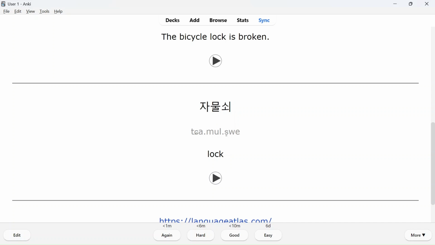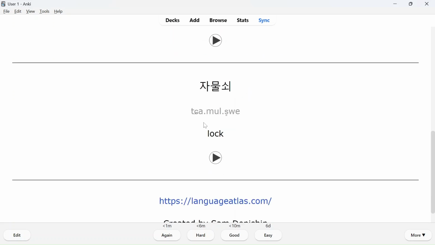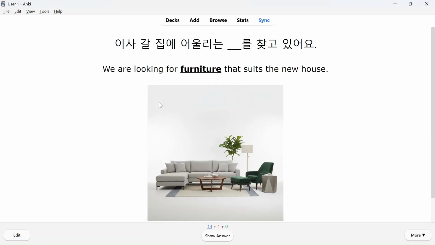There's one thing that I would like to note about the word, and that is that this is the base form or the dictionary form of the word. So this is the form you would normally look up in a dictionary. So if you want to look up the word lock, this is the dictionary form. This is what you would look up. So sentence, word, let's continue.